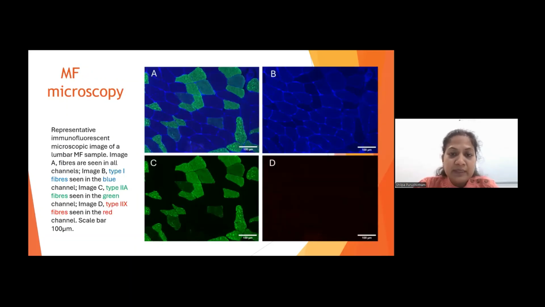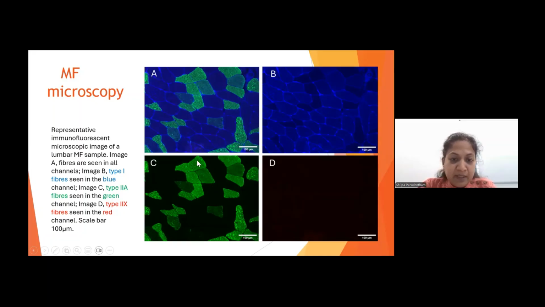So if you look at this image, this is an image of an unaffected multifidus or a healthy multifidus segment observed under the fluorescent microscopy. So image A here is a cross-section image of the multifidus under all the channels, that is blue, green, and red channel. In image B here, you can see this is the blue channel. So the fibers appearing in blue are the type 1 fibers.